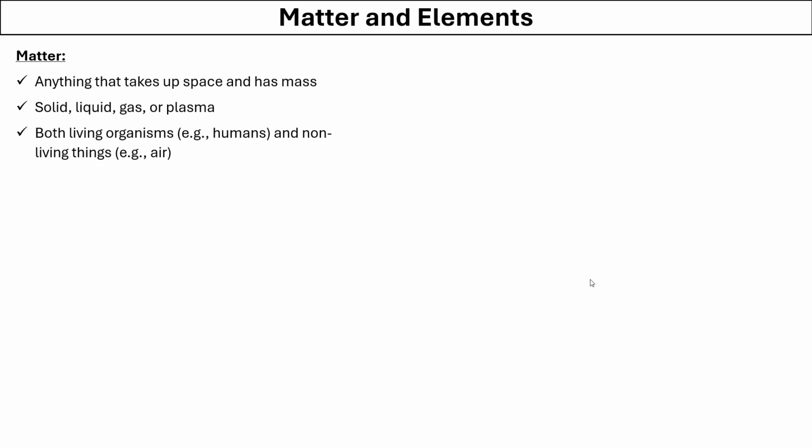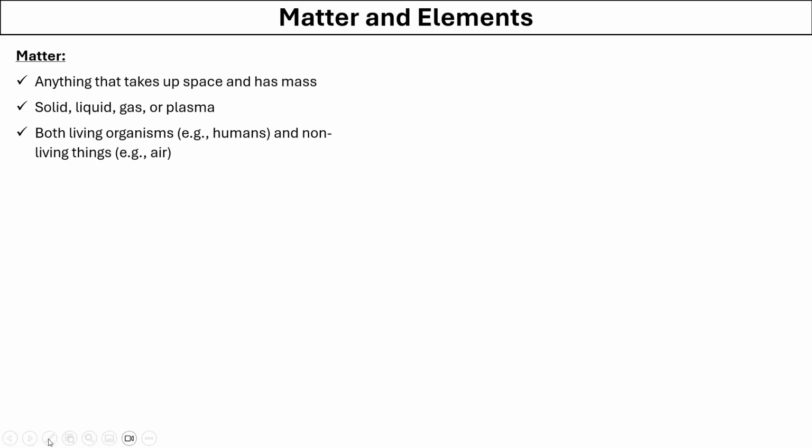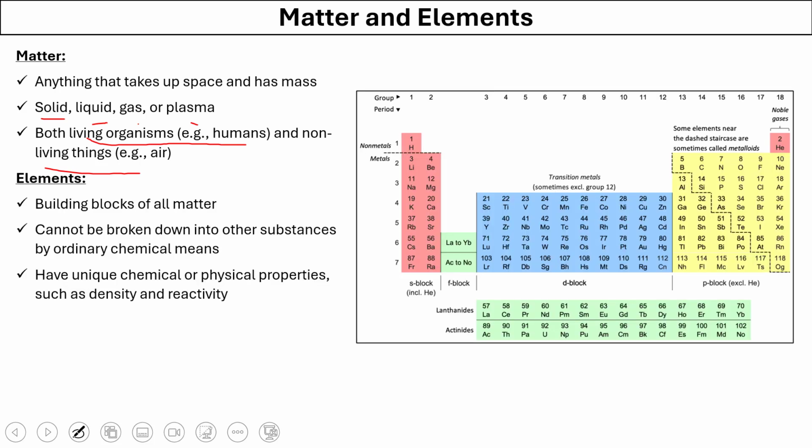What is matter? Anything that occupies space and has mass is called matter. For example, solids, liquids, gases, plasma, anything that you see around yourself is matter. All the living organisms and non-living things are made up of matter. For example, you have table, chair, human beings, buildings, water, anything that is surrounding you that occupies space and has mass is called matter. Element is the building block of these matters.